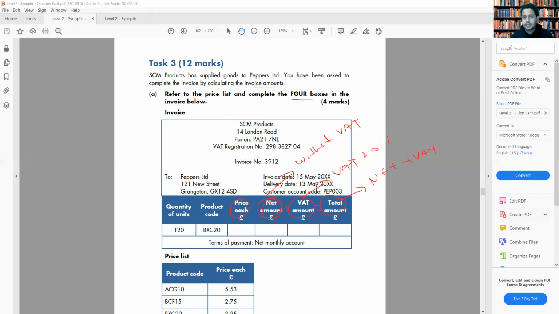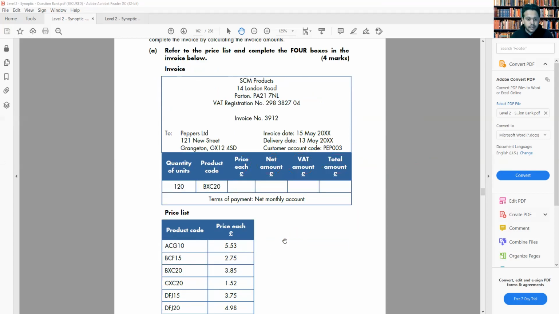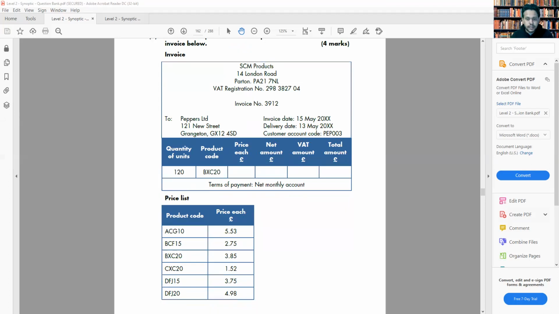So let's have a look. This question we have here. So they give us some information. So let's try to complete the invoice. So price each. So we need to find what is the product code. The product code is BXC20. So from the product code, we need to find where is the BXC20. We can see here BXC20, and each product costs £3.85. So you're going to write £3.85.